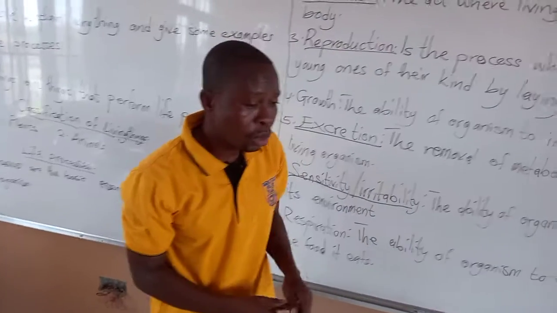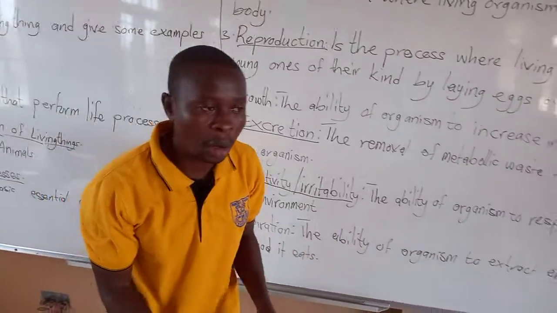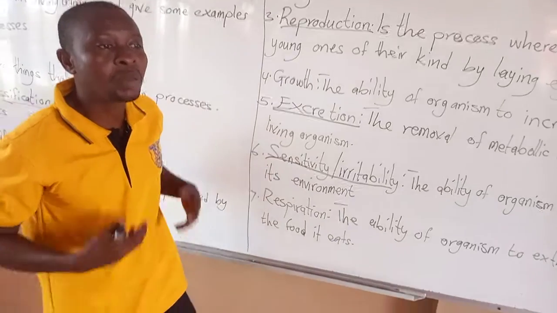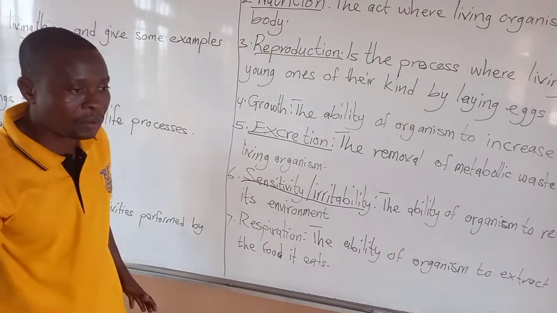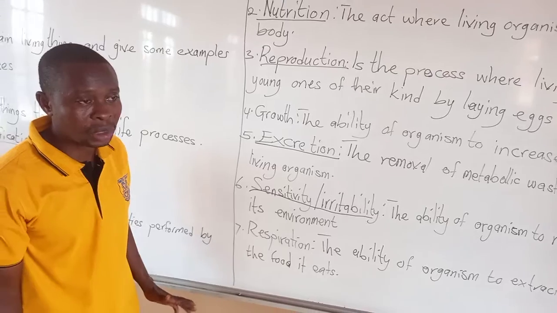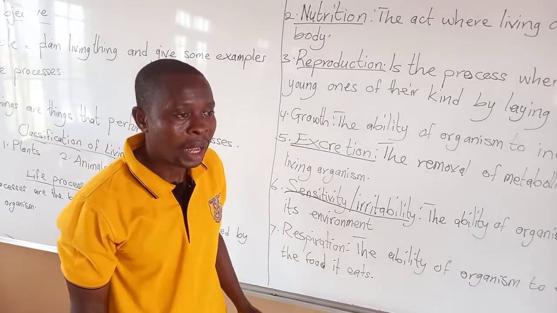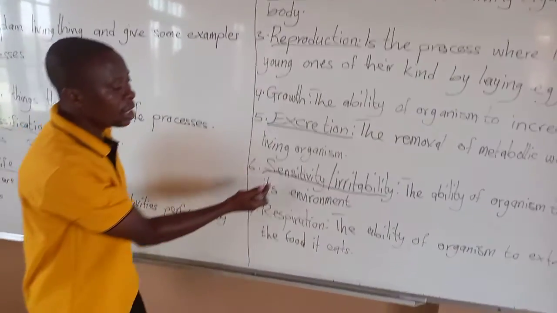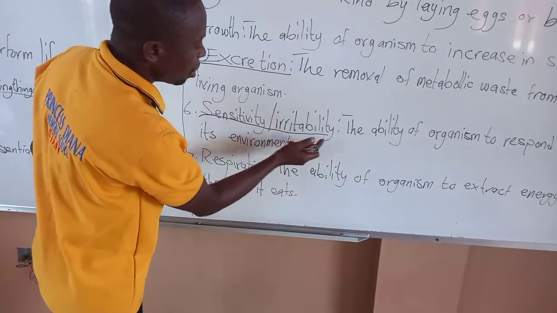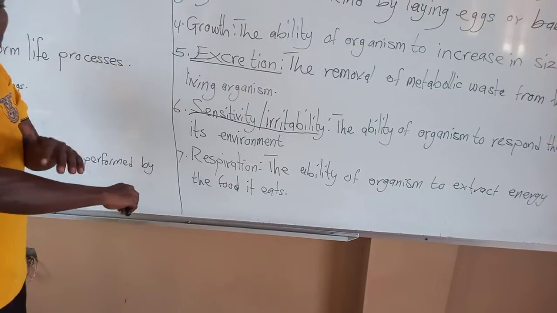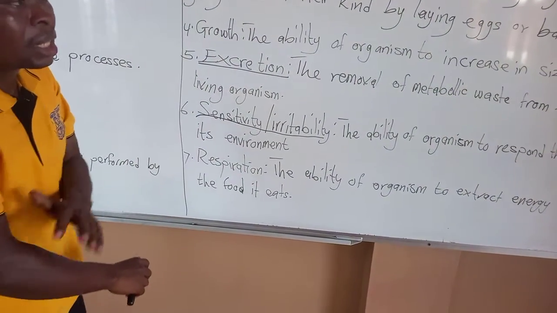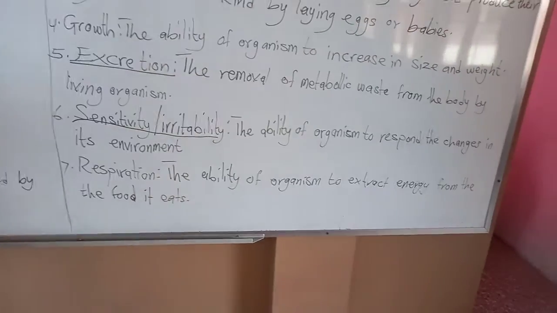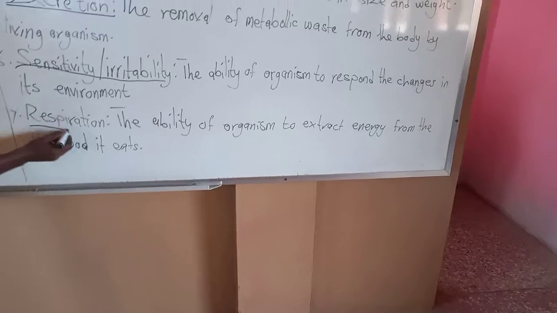Let's say you have stepped on a fire. What do you do? You remove your leg fast. You are responding to the change. First when you step on the floor, there's no change there, so you are able to stand there. But the moment you step on the fire and the fire burns you, you remove your leg fast. That is you responding to the change. That is what we call sensitivity or irritability. Or let's say you are standing there, then somebody touches you and you turn to the person, you are responding to what? The change. Good.